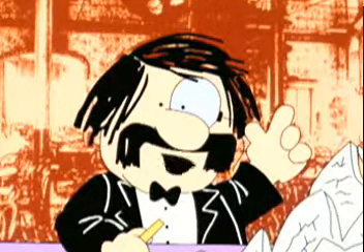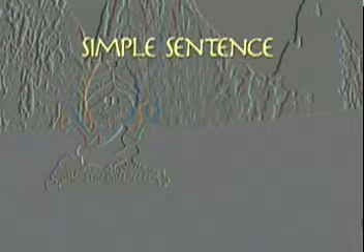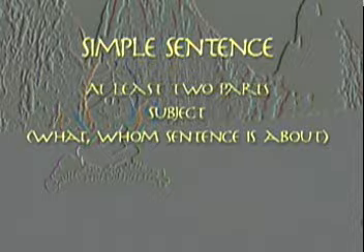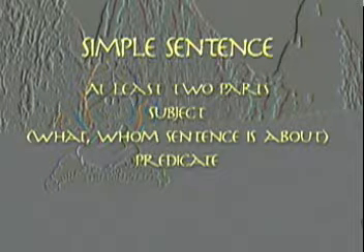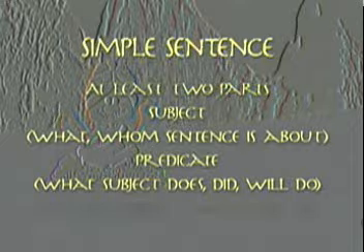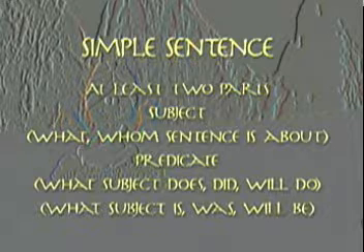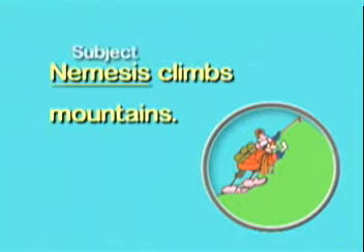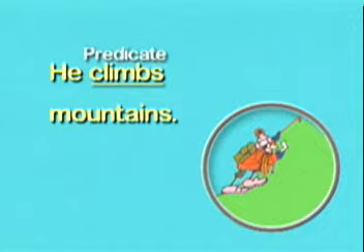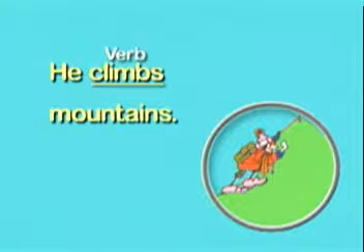But I said, why don't we review instead? First, the simple sentence is always composed of at least 2 basic parts. The subject, which tells what or whom the sentence is about, and the predicate, which in the main tells what the subject does, did, or will do, or what the subject is, was, or will be. The subject is composed of a noun, pronoun, or phrase that functions as a noun. The predicate is always a verb.